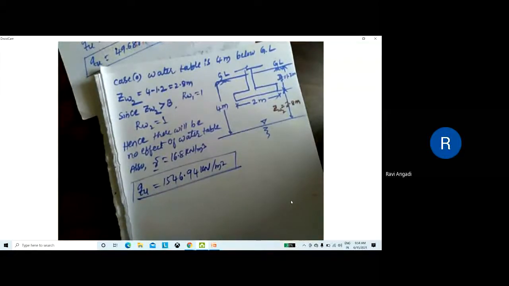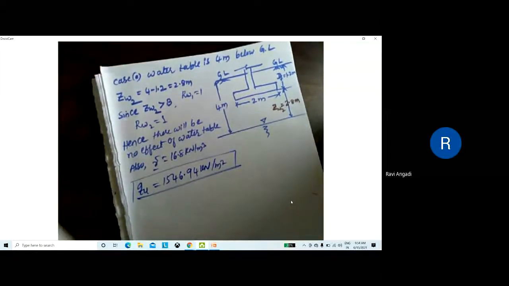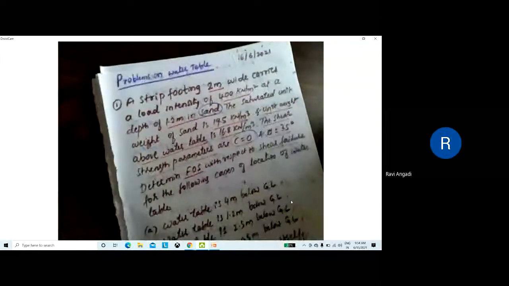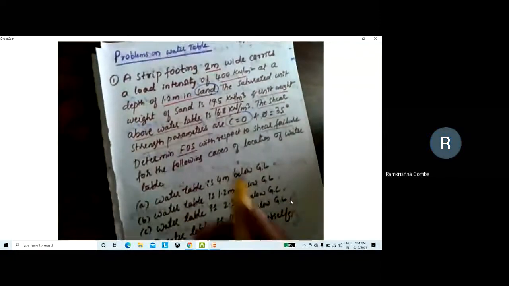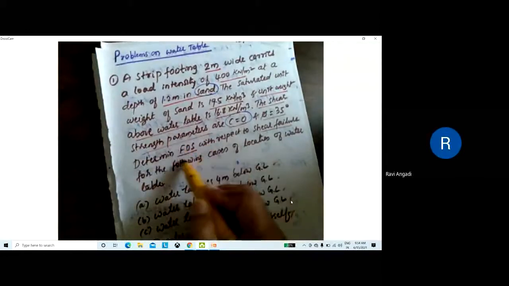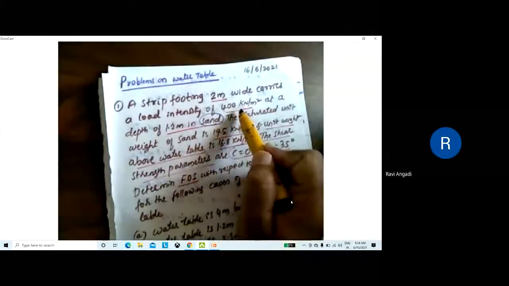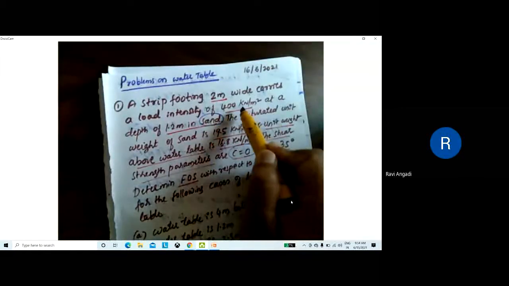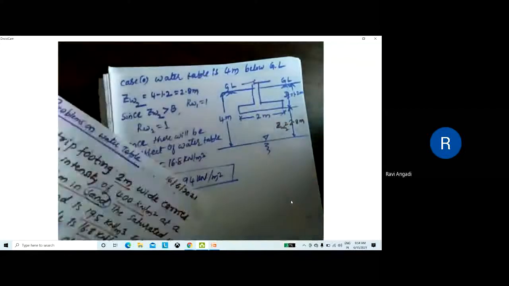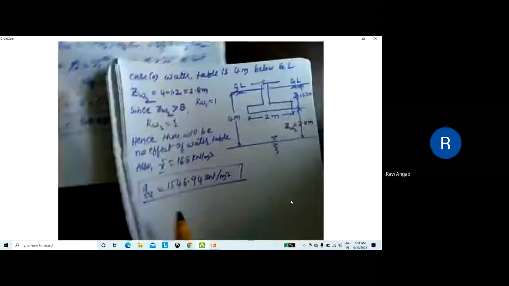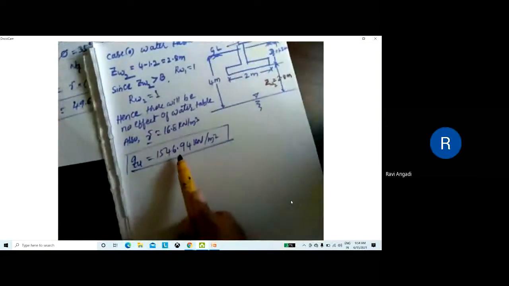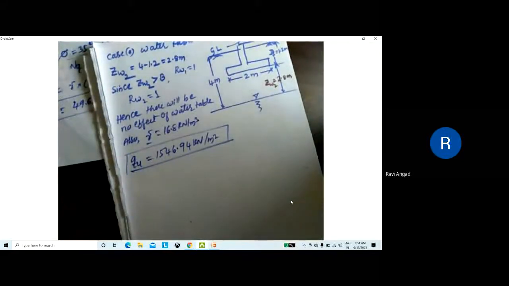Now, what did they ask? Have you read the problem clearly? We have to find the factor of safety. They were asking the factor of safety for the load already given. How much load is acting? 400 kilonewton per meter square. It is already acting. So what is the factor of safety? This much is the pressure intensity, and the load coming is 400 kilonewton per meter square.